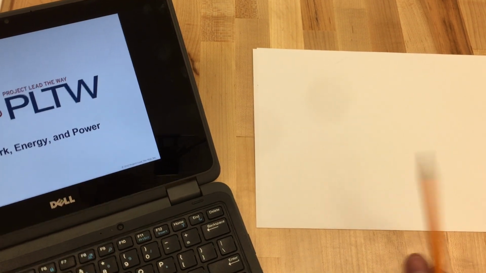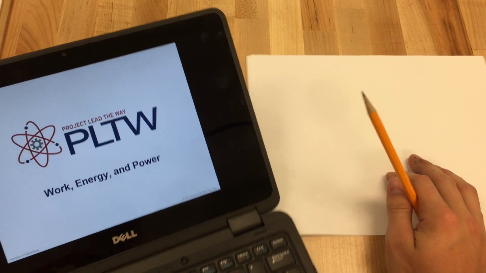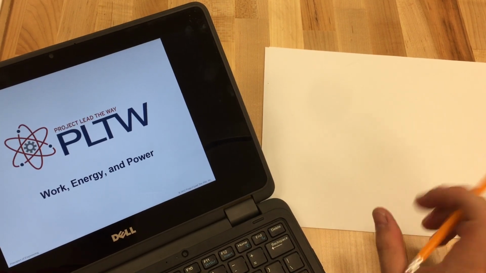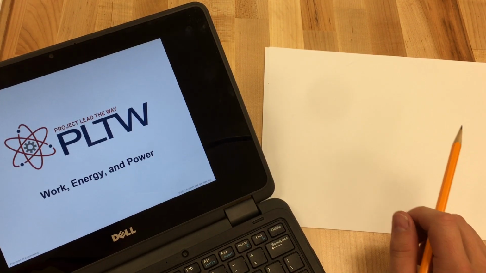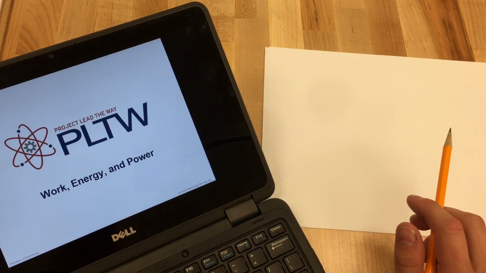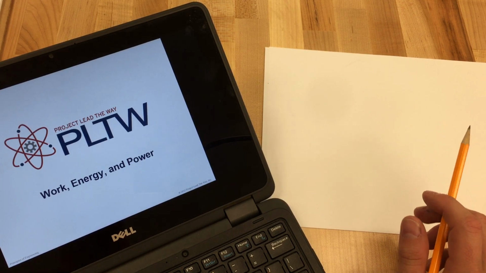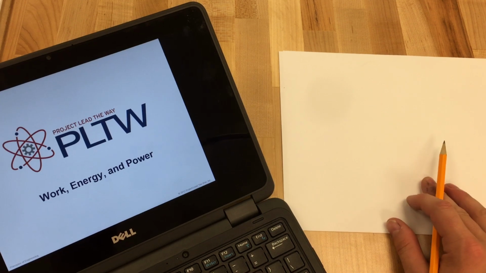All right, good afternoon again, Principles of Engineering. Today we are working on work, energy, and power. This is the unit that follows up our electrical circuits. So it is 1.2.4, I believe. So we're going to go through that today.